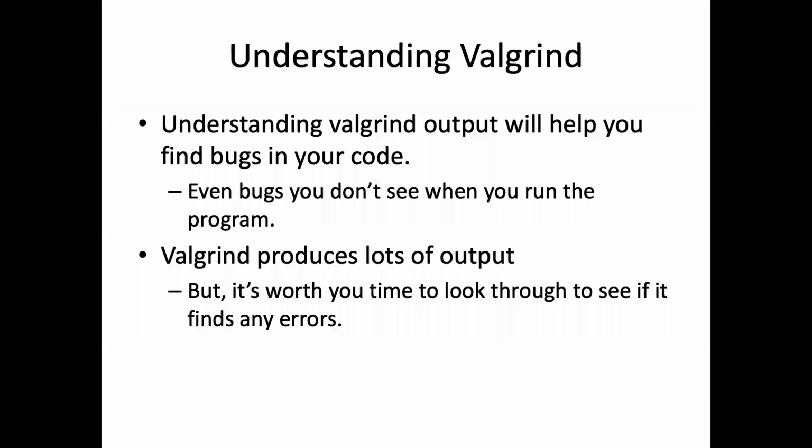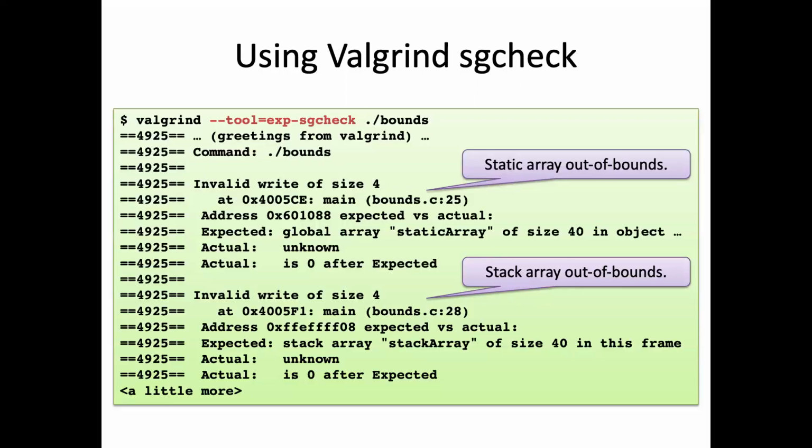Like I said, valgrind can catch a variety of errors. I quickly tried to review. Was there a question? Yeah. Why did the error message say that it was 0 after expected? Shouldn't it say like 4 after expected or something?